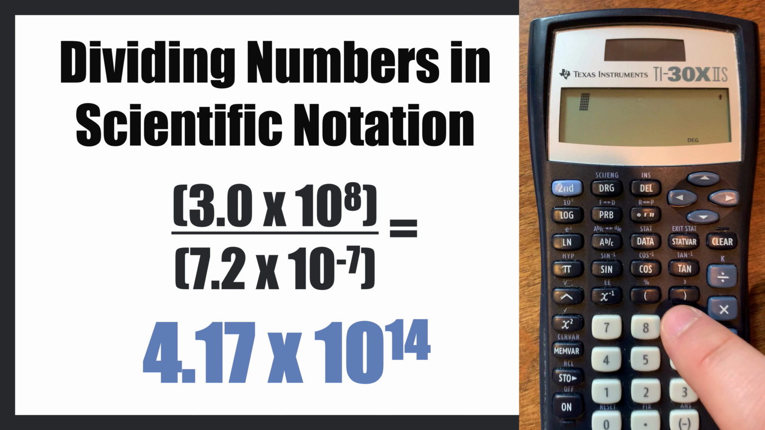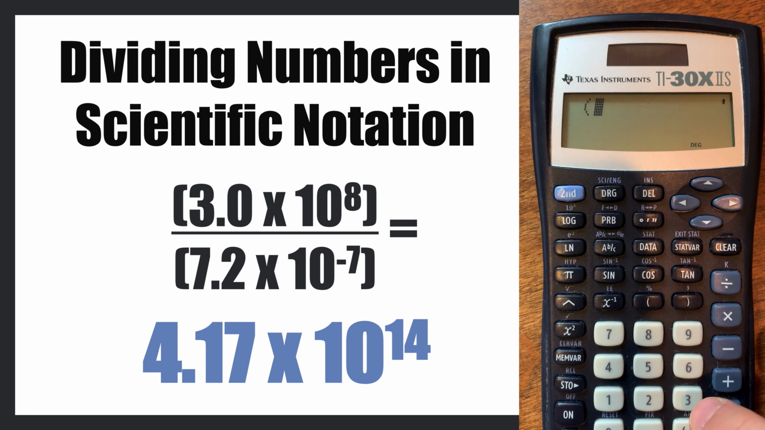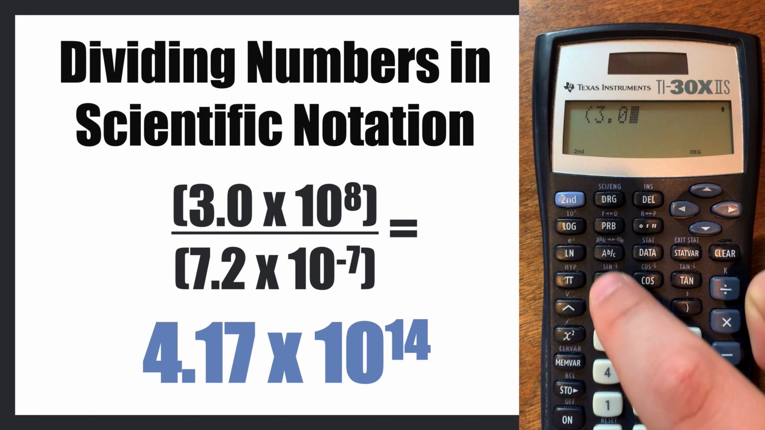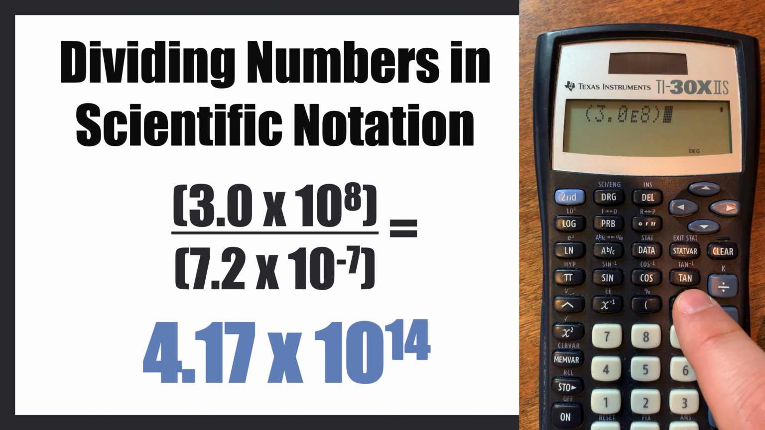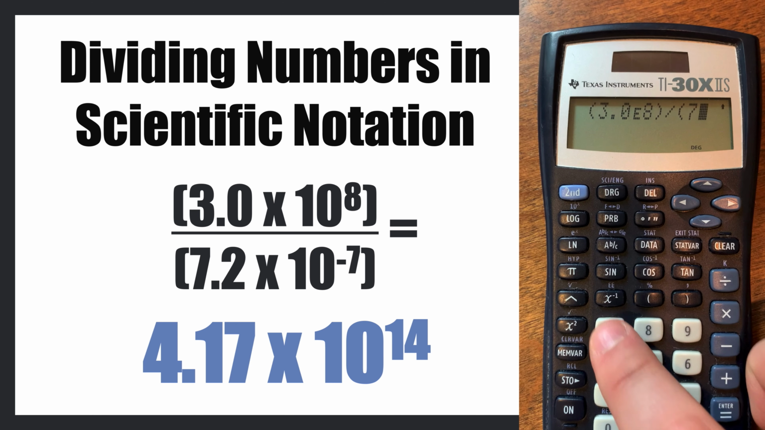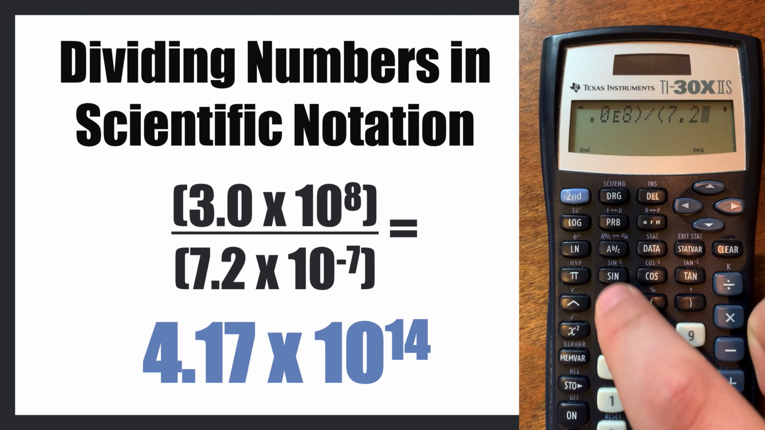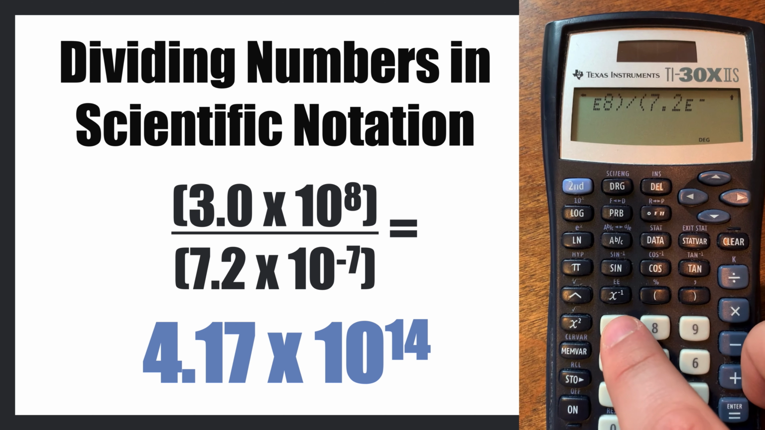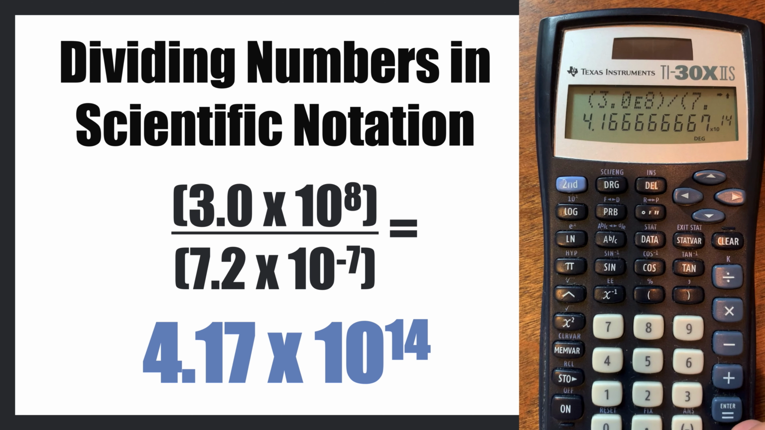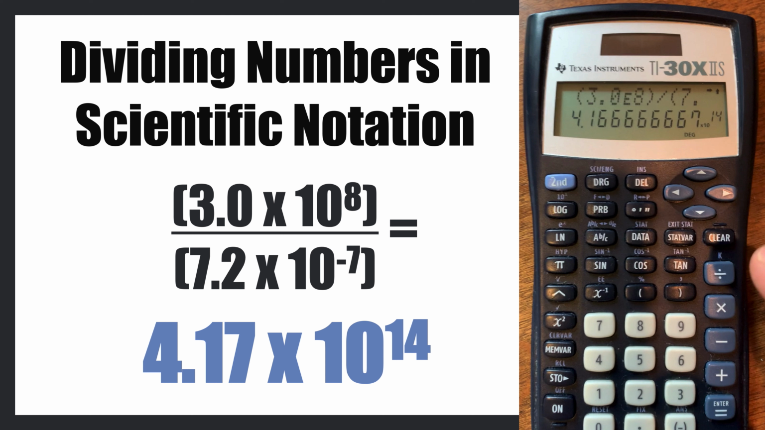All right, the second version is going to be dividing numbers that are in scientific notation. Let's say we have 3.0 times 10 to the 8 divided by 7.2 times 10 to the negative 7. This is how I would input that onto the calculator. I would do parentheses, 3.0, second button, put the E, 8, parentheses, divided by, parentheses, 7.2, second button, put my E in, negative 7, parentheses, hit enter, and I would get that answer right there. I would round that 2 places after the decimal point to get 4.17 times 10 to the 14.